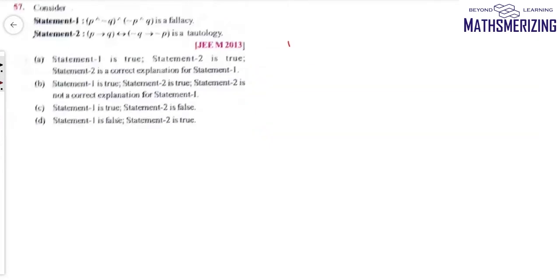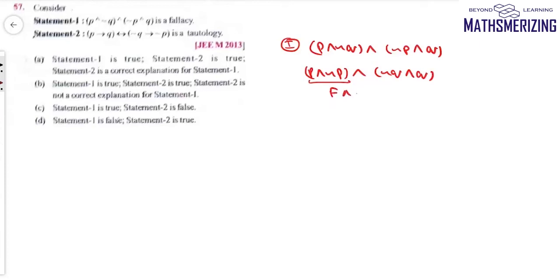Now here statement 1 is P and not Q and not P and Q is a fallacy. So we know that conjunction is associative and commutative. So I can write it as P and not P and not Q and Q. So P and not P is false, and Q and not Q is false. So false and false is simply false. So basically it's a contradiction, and I don't know why they keep writing it as fallacy. So fine. If they take it as contradiction, we'll say statement 1 is right.